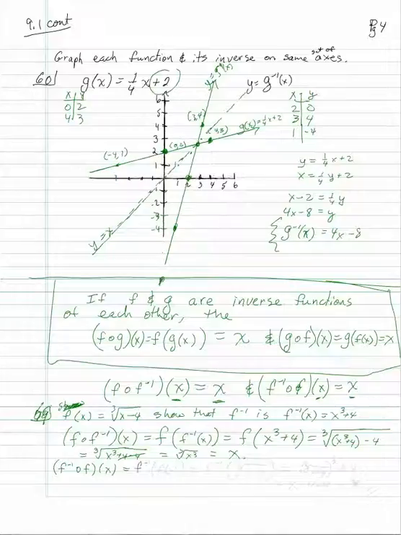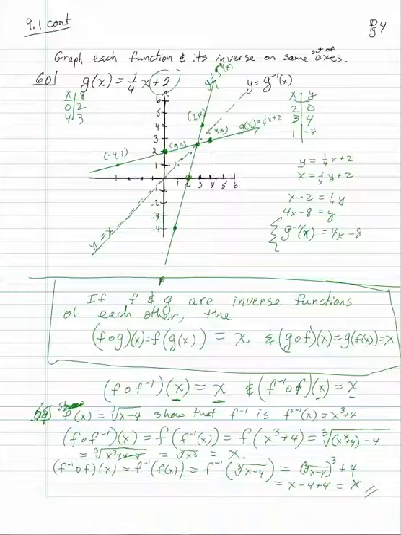So let's see, we're going to do f inverse of f of x. f of x is the cube root of x minus 4. Plug that into the inverse, which is x cubed plus 4. So the cube and cube root cancel each other. We get x minus 4 plus 4, which is just x. And that's the end of that proof.